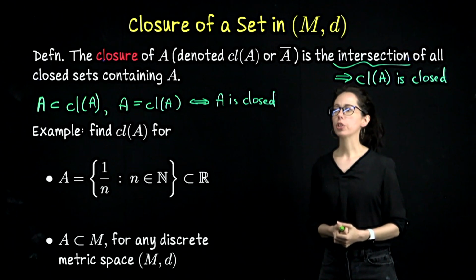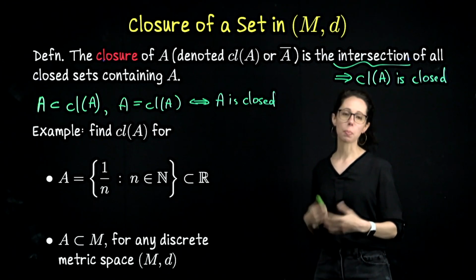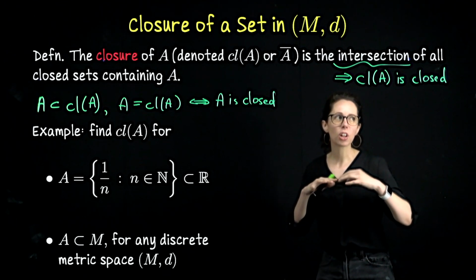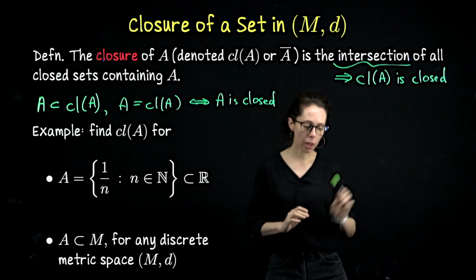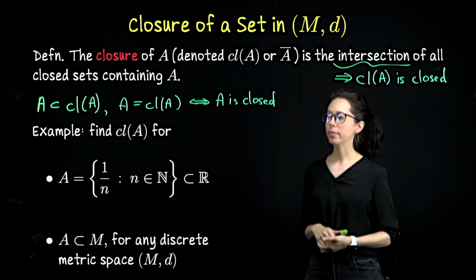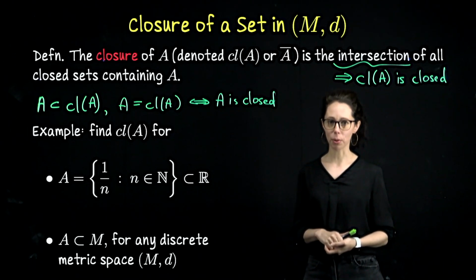I like to think of the closure of A as taking a set, which is possibly not closed, and closing it off the most natural way possible. So most natural way possible will come up in a theorem that we'll prove in a minute. But before we get there, let's use this definition on these two examples.